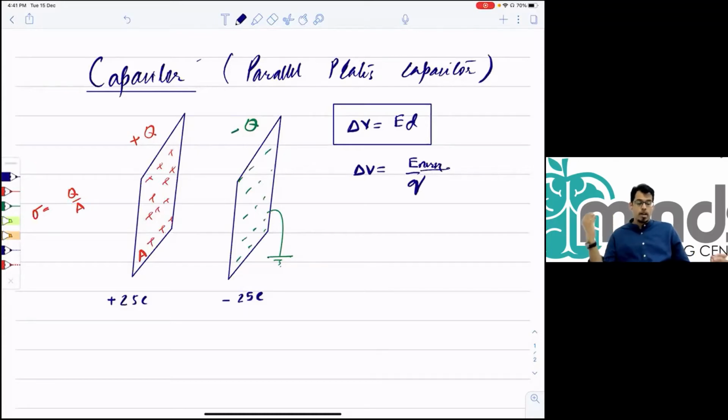So by producing plus and minus charge on the two plates, you have created a potential difference between them, and because of that potential difference, there is a certain amount of energy between the two plates. That's why we said a capacitor is a device which is used to store electrical energy. How many of you are getting it?